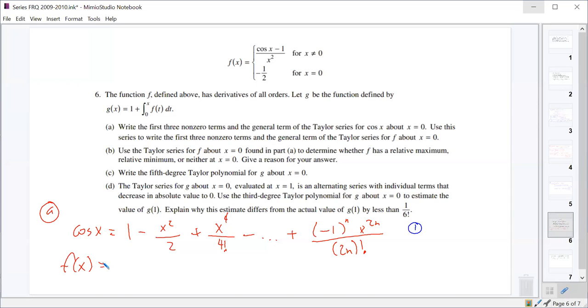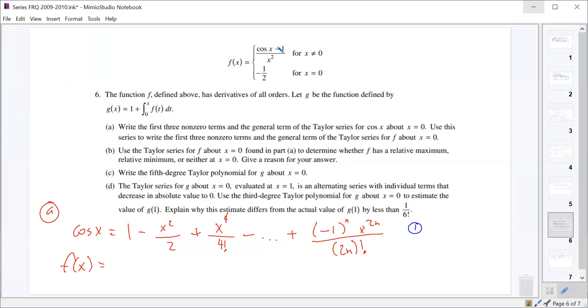Nobody? Nobody's got anything there? Well, what is f? It's cosine of x minus 1 over x squared, right? So what does cosine of x minus 1 look like?